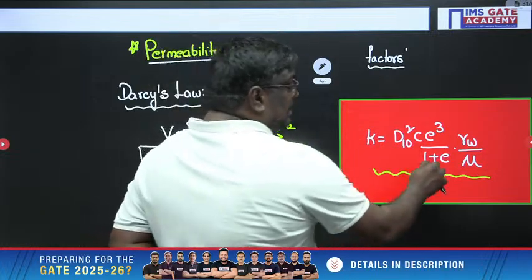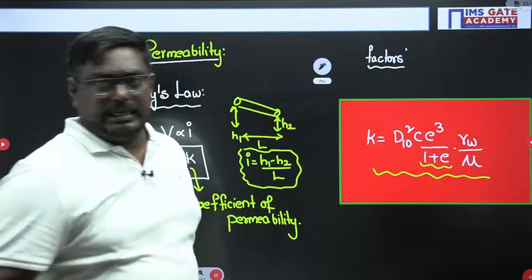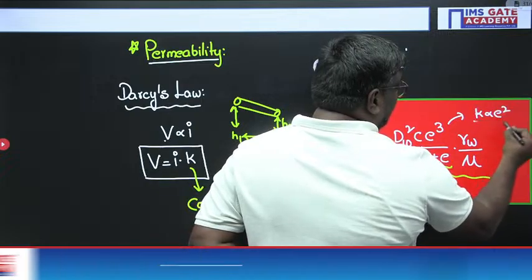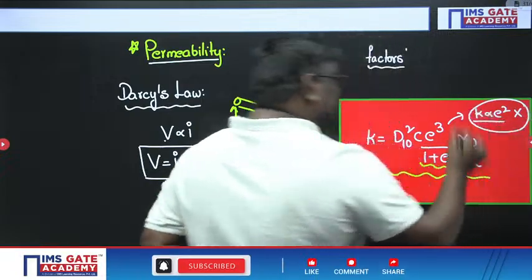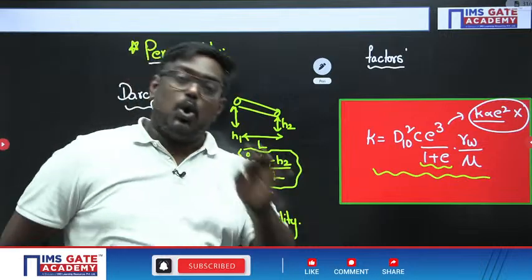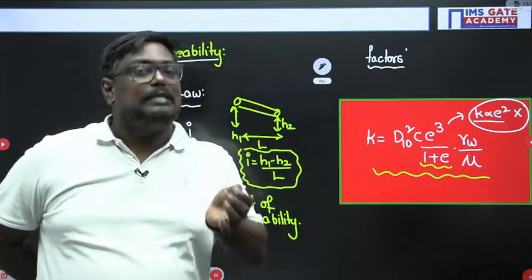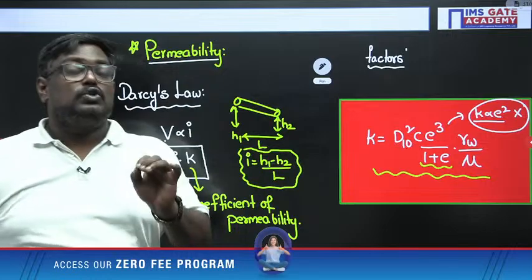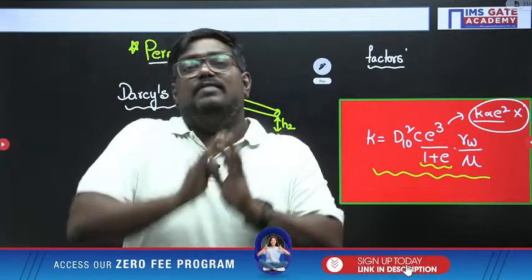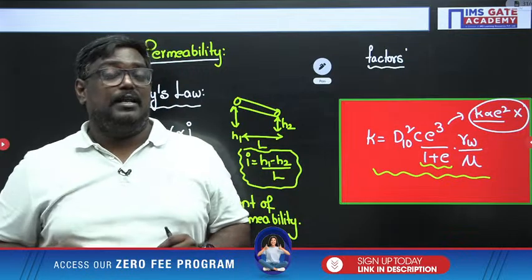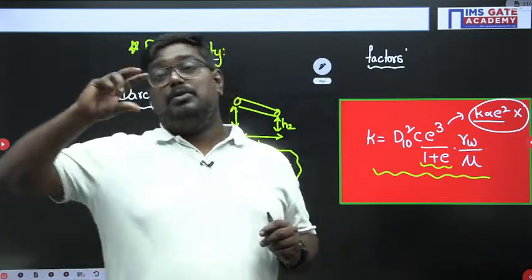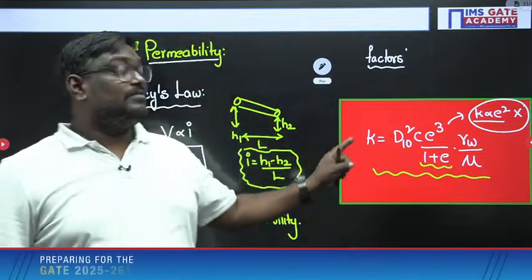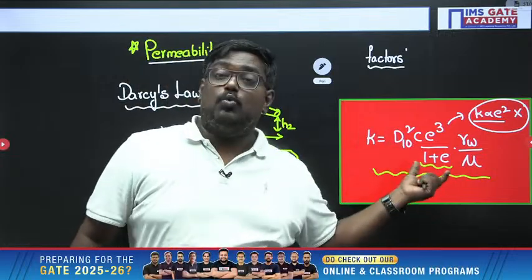Now comes the important matter. If I take 1 plus e as approximately e, from this equation you can say that K is proportional to e squared. But practically this is proven wrong, sir. And this is an important justification, my dear students. Always remember that the more the void ratio, the less the permeability. The less the void ratio, the more the permeability. So indirectly it is saying permeability is inversely proportional to void ratio. Why? Let me tell you. Sir, permeability doesn't depend upon the number of voids. It depends upon the size of the voids. That is why this relation about void ratio has reversed.